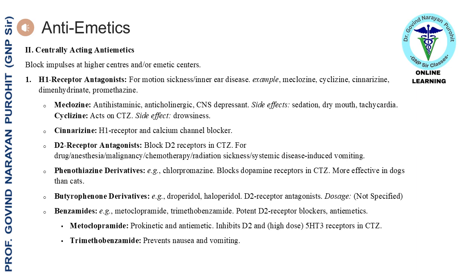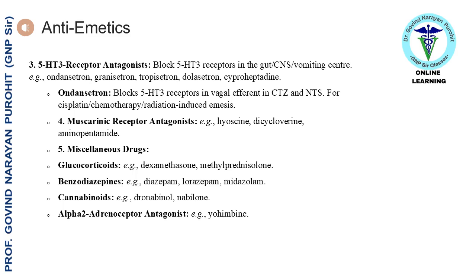Potent D2 receptor blockers, antiemetics. Metoclopramide, prokinetic and antiemetic. Inhibits D2 and, at high dose, 5-HT3 receptors in CTZ. Trimethobenzamide, prevents nausea and vomiting. 3. 5-HT3 receptor antagonists block 5-HT3 receptors in the gut, CNS, vomiting center.